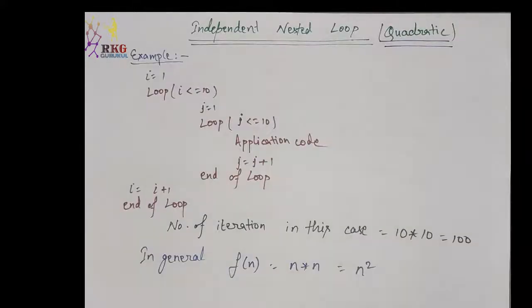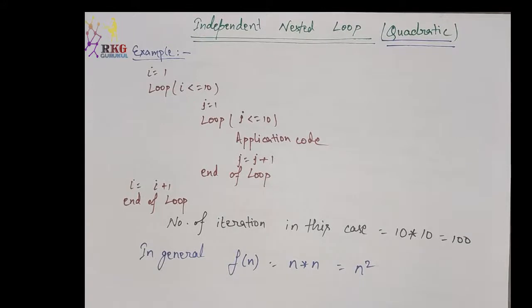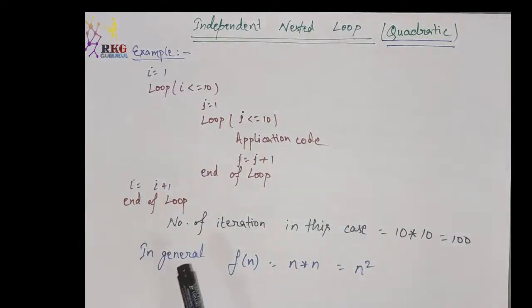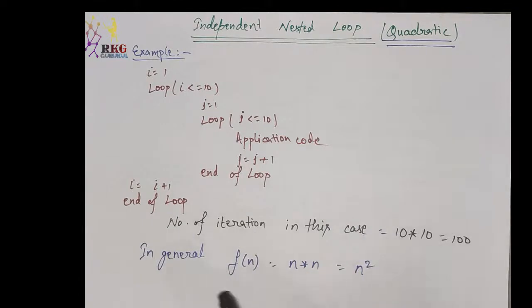If the inner loop is independent of the outer loop, that time it will give the quadratic function. That time the inner loop is not dependent on the outer loop, so the number of iterations should be the outer loop multiplied by the inner loop. So in this example, the outer loop will execute 10 times, and the inner loop will also execute 10 times. So the total number of iterations should be 10 into 10 is equal to 100. Or in general, we say that f of n is equal to n into n, that is equal to n square.